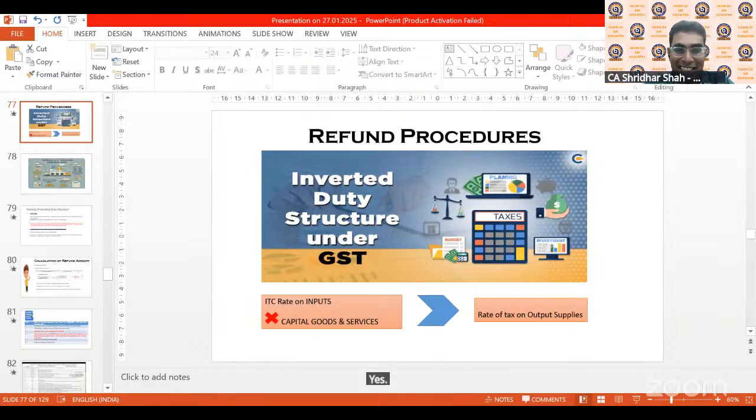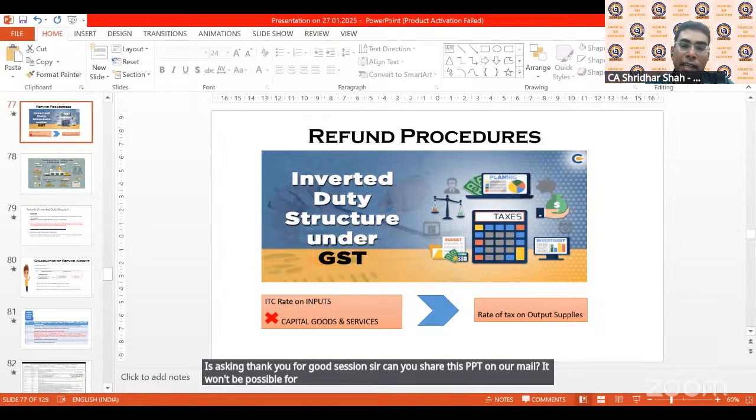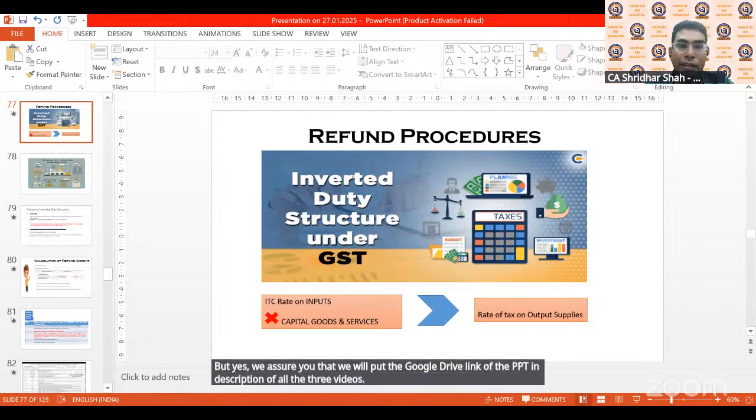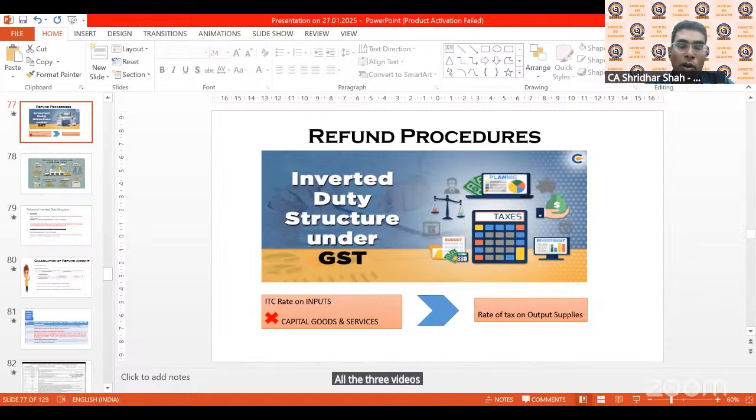Punit Verma ji is asking, thank you for the good session, sir. Can you share this PPT on our mail? Punit ji, it won't be possible for us to track each and every mail and share it. It is very difficult to share mails in bulk. But we assure you that we will put the Google Drive link of the PPT in the description of all the three videos. All the three videos are available on the YouTube channel of Income Tax Bar Association. So anytime you can refer to them.